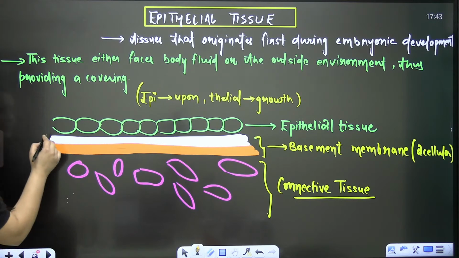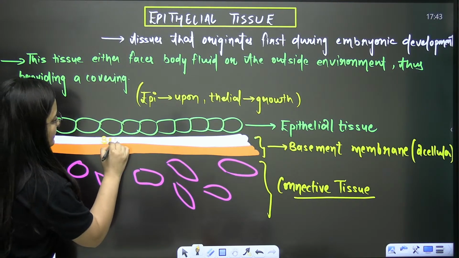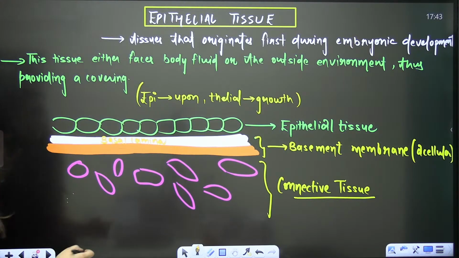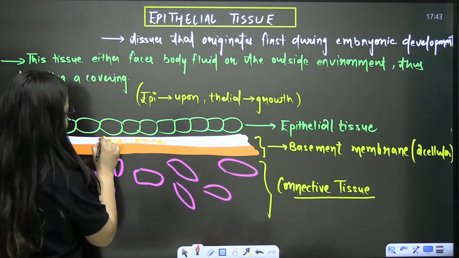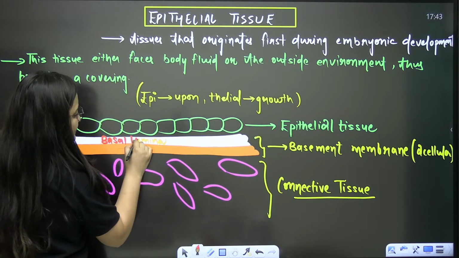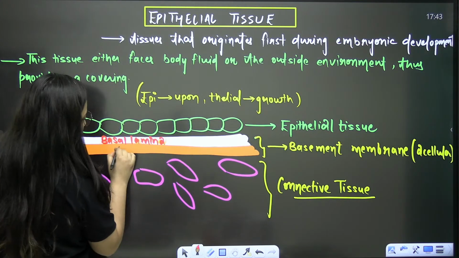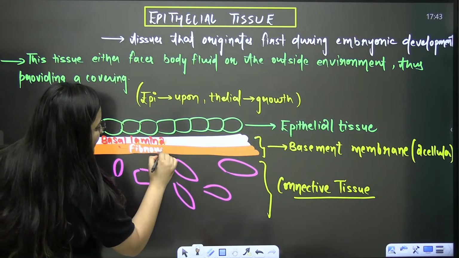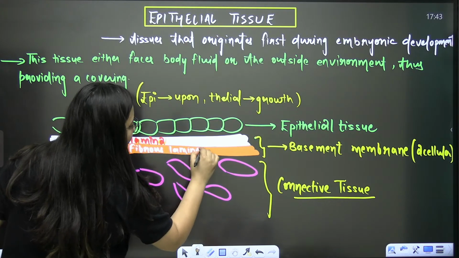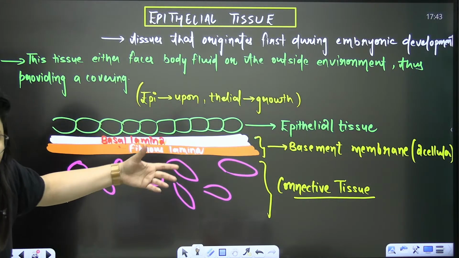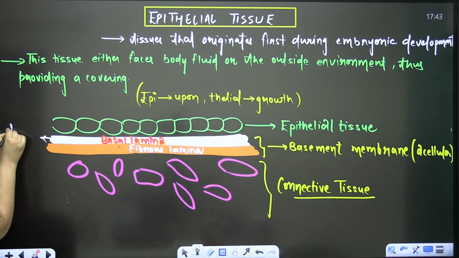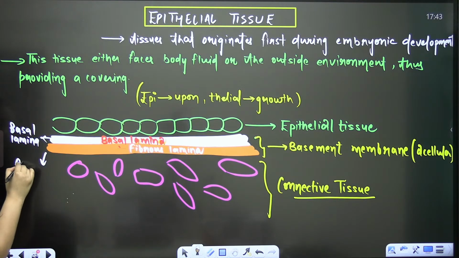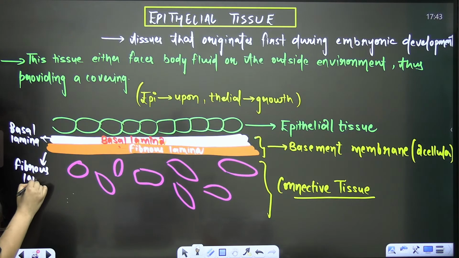Now when you talk about this basement membrane, it has two parts. This layer, which is in white color, is the basal lamina, and just below this you have the fibrous lamina. So the basement membrane has two parts. I'm writing it here. One is the basal lamina, which is near the epithelial tissue. Another is the fibrous lamina, which is near the connective tissue.